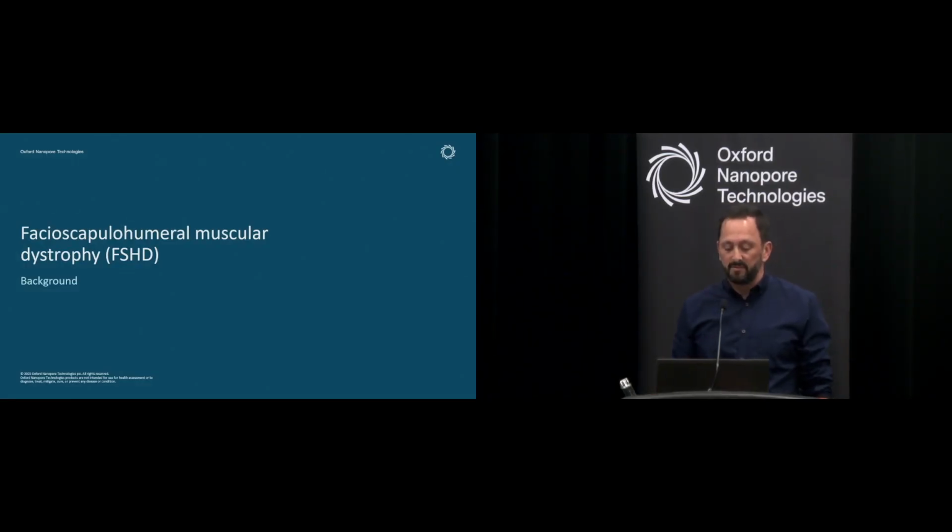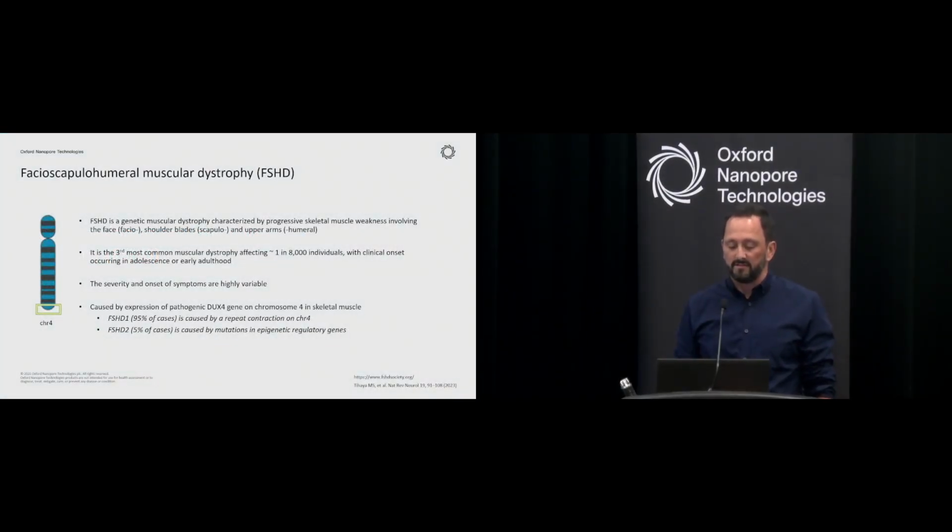So it's facioscapulohumeral muscular dystrophy. It's a genetic muscular dystrophy. It's characterized by progressive skeletal muscle weakness. And it's the third most common muscular dystrophy, affecting about 1 in 8,000 individuals. The severity of symptoms and also the onset of symptoms can vary, but the genetics are relatively well understood thanks to decades of research into this disease.